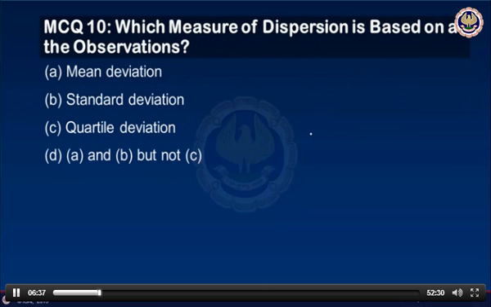MCQ 10. Which measure of dispersion is based on all the observations? Option A, mean deviation. Option B, standard deviation. Option C, quartile deviation. Mean deviation and standard deviation take all the observations of the data, whereas quartile deviation does not. So options A and B are correct, but not C. So the right option is D.